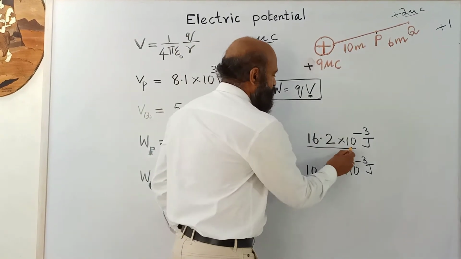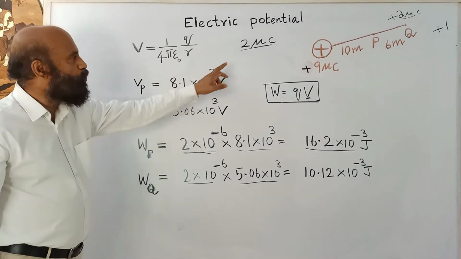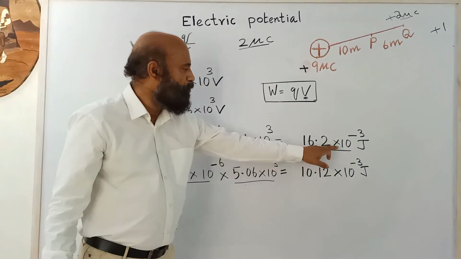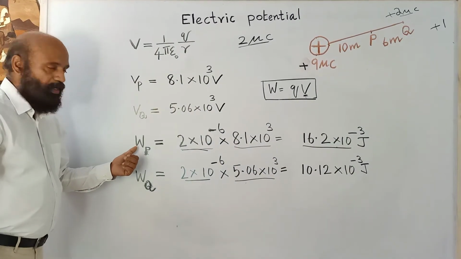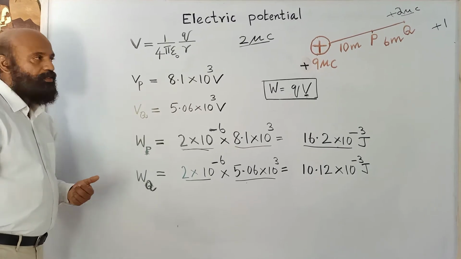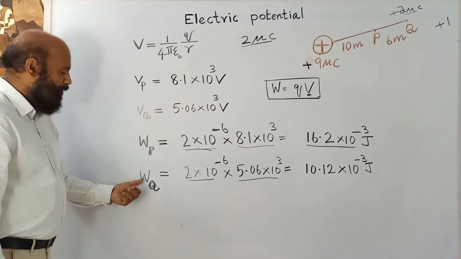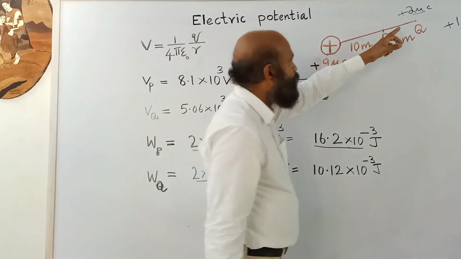So this is the amount of work needed to bring a charge of 2 microcoulomb from infinity to the point: 16.2 into 10 raised to minus 3 joule. That is the work needed to bring a charge of 2 microcoulomb from infinity to the point P. Now let us find the work needed to bring a charge of 2 microcoulomb to the point Q.